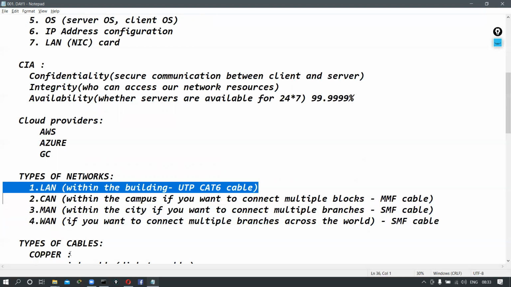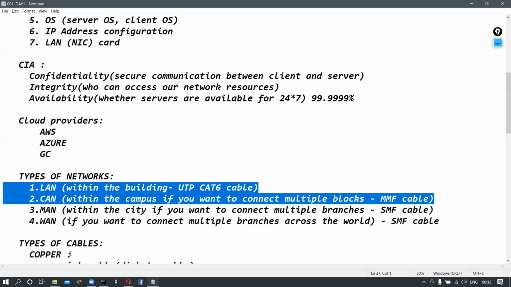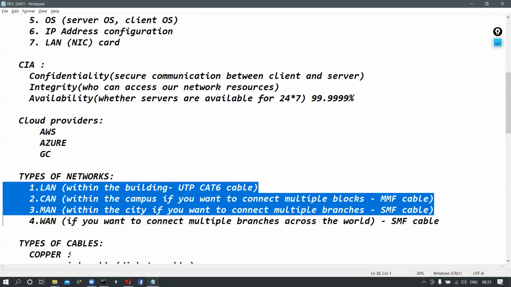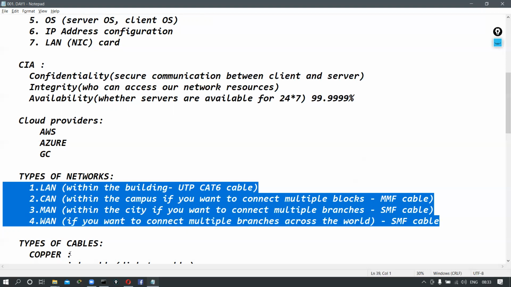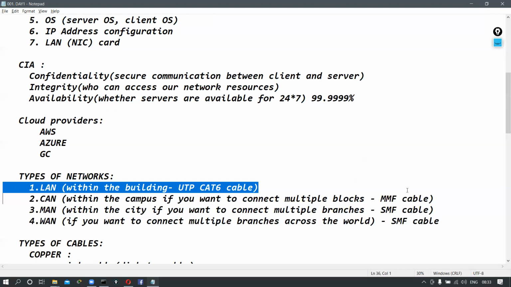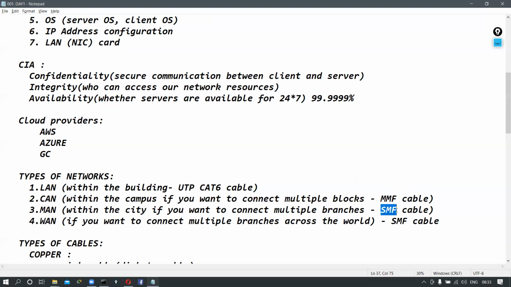LAN means building, CAN means multiple buildings, MAN means branches within the city. If you want to connect, we need to use fiber optic cables. WAN is also for connecting multiple branches across the world using fiber optic only. Under fiber optic, there are two cables. One is called multi-mode and one is called single mode.